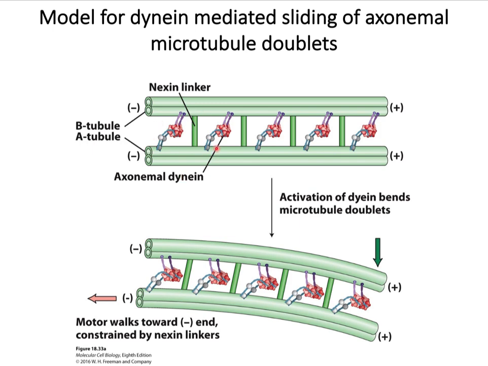But because this structure is so stable, especially because of the nexin proteins, the nexin links shown here in green, because these are so strong, there is a bending of this flagellum because of the force of the axonemal dynein trying to move towards the minus end. So you have this bending. What happens is the bending is translated into a wave, and then this wave is propagated through the flagellum.